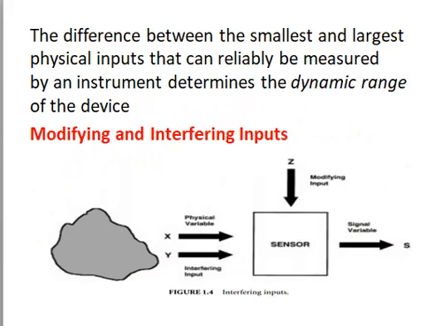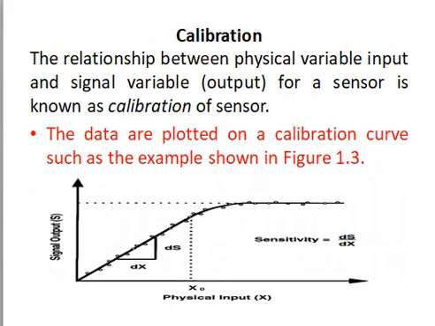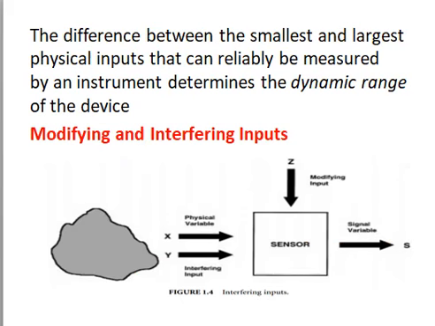And the difference between the largest and the smallest physical input that can reliably be measured, that is within the limit of linearity, as we have seen in this diagram, up to this point where the relationship is linear. So the difference between the smallest and the largest physical input that you can reliably measure by the instrument, we call it the dynamic range of that device. Anything beyond that is saturation and it cannot be measured.